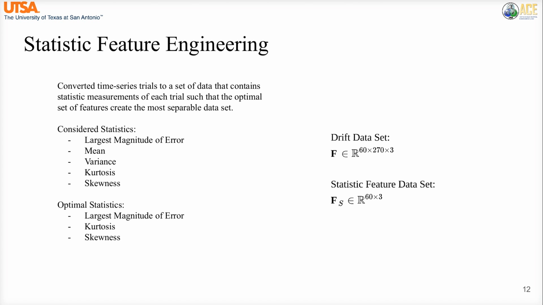Basically, I wanted to plot each of them against each other and determine which ones presented the most optimal, the most separable data set. What I ended up discovering was that the optimal set was the largest magnitude of error, the kurtosis, and the skewness. So you convert this original drift data set, which is 60 by 270 by 3, to this statistic feature data set, which is 60 by 3.